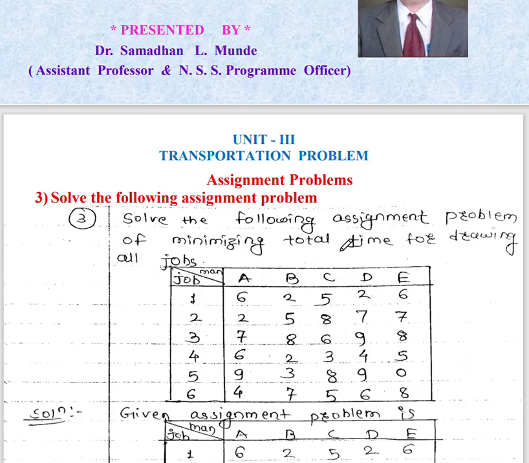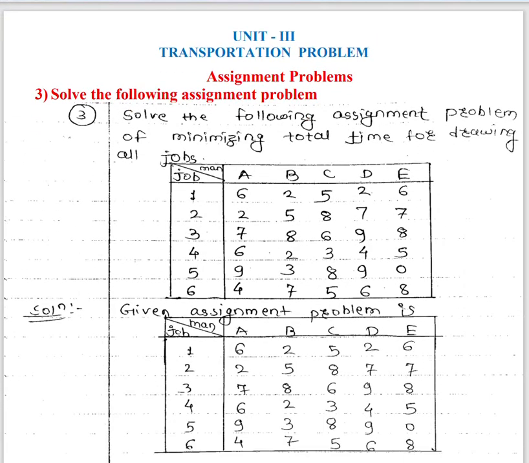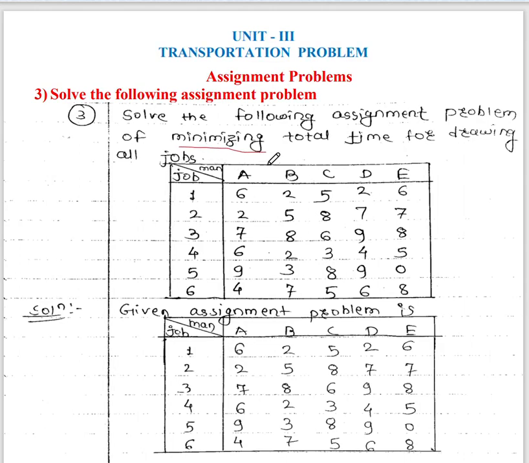So we will see the first problem, or serial problem number 3, an unbalanced type problem. How will you check that the given problem is unbalanced type? Let us see with the help of an example. Solve the following assignment problem of minimizing total time for doing all jobs. Here the word is minimizing, that means this problem is a minimization type problem.